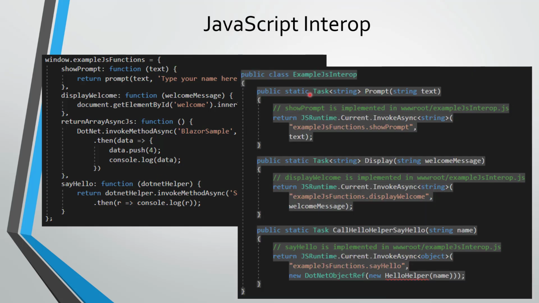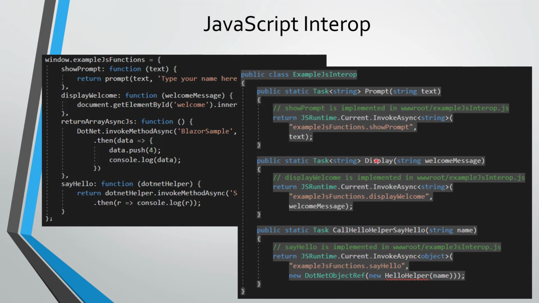So here is the actual C# code behind this. For the prompt, we just do JS runtime current invoke async. We're going to get a string back from this, but all we do is give it the full name of the thing we want, and then pass in our parameters. So this is the example JS function show prompt, and prompt is going to return something. We pass something in and we get something back. That's how that works.